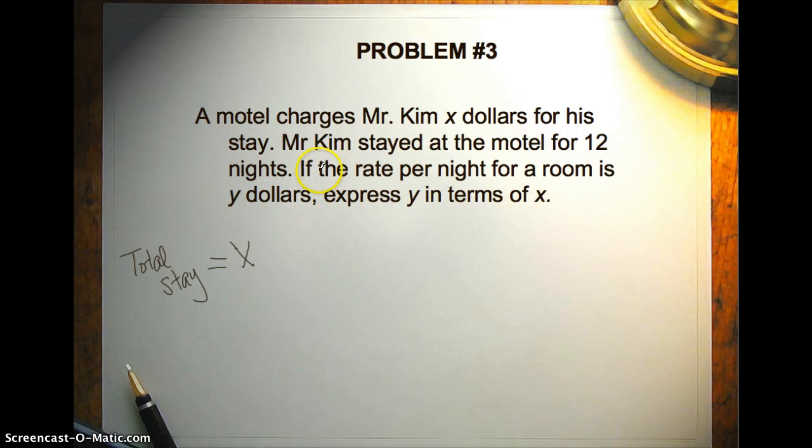Okay, so the rate per night for a room is Y dollars. And he stayed for how many nights? 12 nights, right? So if he stayed for 12 nights at a rate of Y dollars per night, then that means that he paid 12 times Y because he stayed for 12 nights. Each night was worth Y dollars. And so that is a total of X dollars for the total stay. Okay, and here's our linear equation.